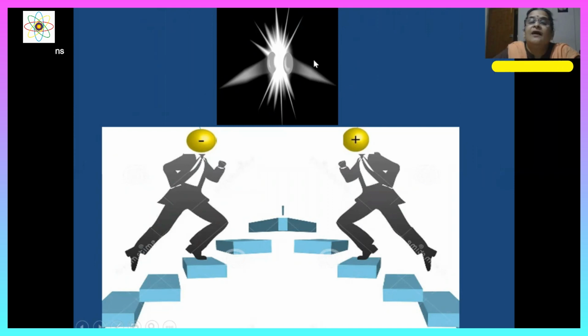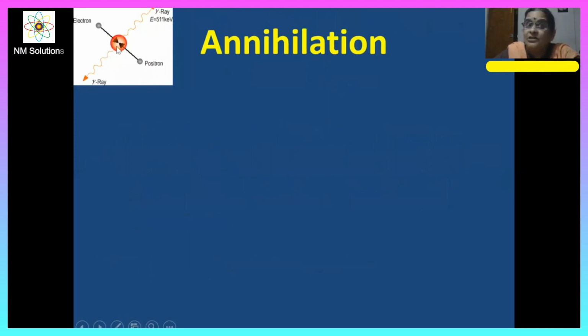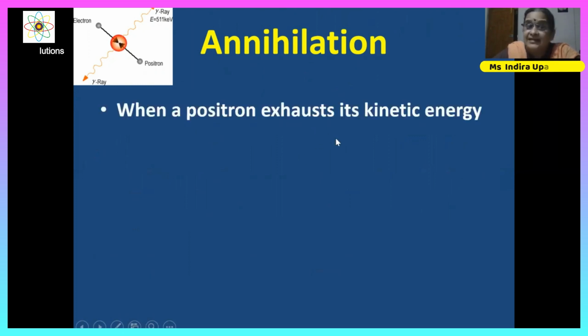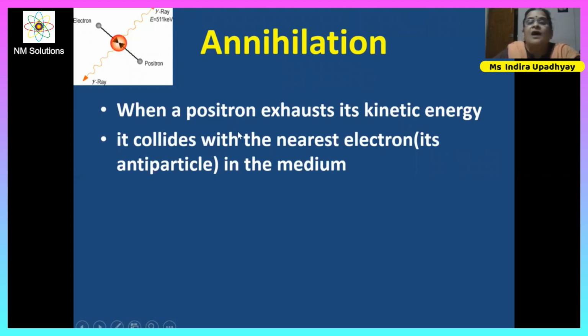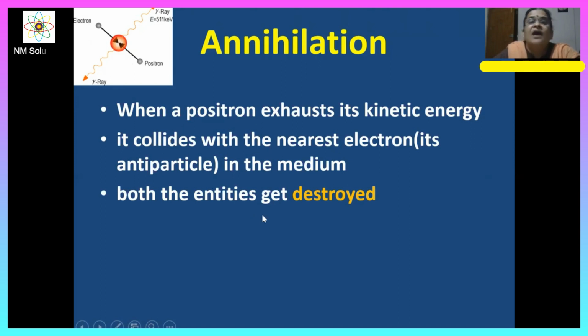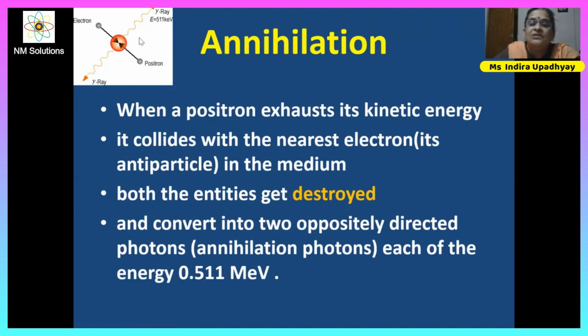Now here you can see the example of the destruction of both the particle and the antiparticle. This is annihilation. Here you can see the electron and positron coming toward each other. As soon as the positron exhausts its kinetic energy, it collides with the nearest electron, which is the antiparticle of this positron in the medium. Both of these entities get annihilated and convert into two oppositely directed annihilation photons, each of energy 0.511 MeV, that is 511 keV. That is the rest mass of each, converted from matter to energy. It's actually the opposite of the pair production that I had talked about in the last presentation.